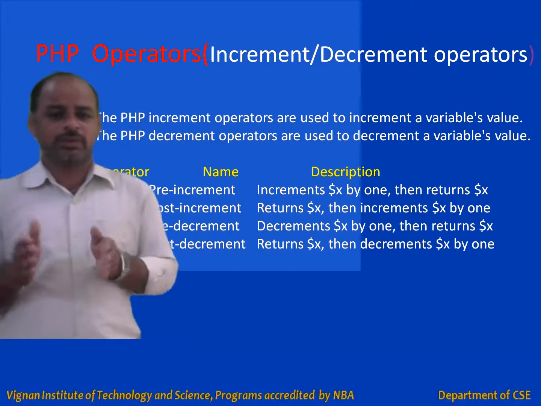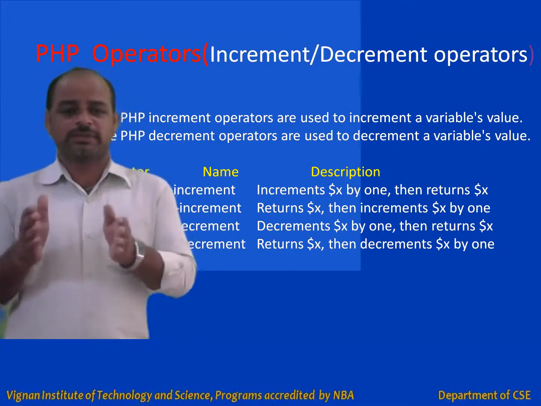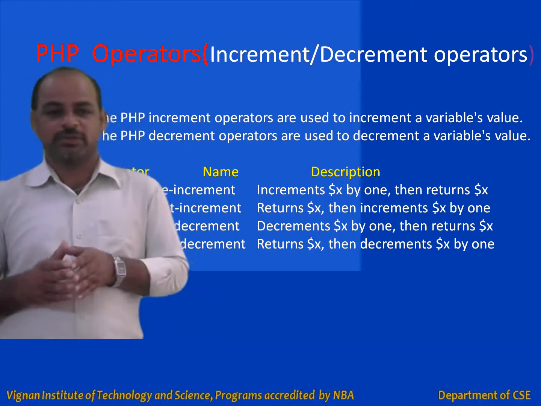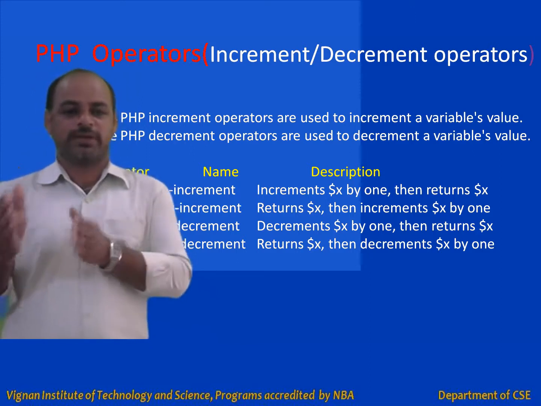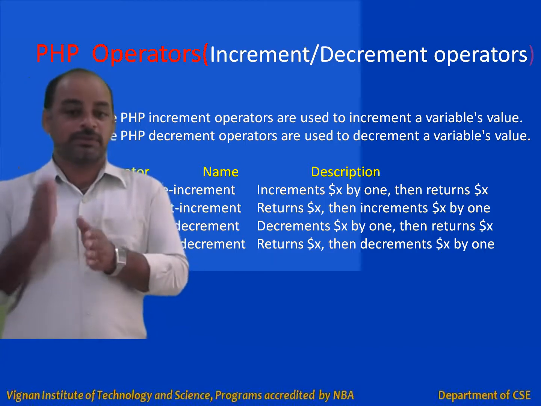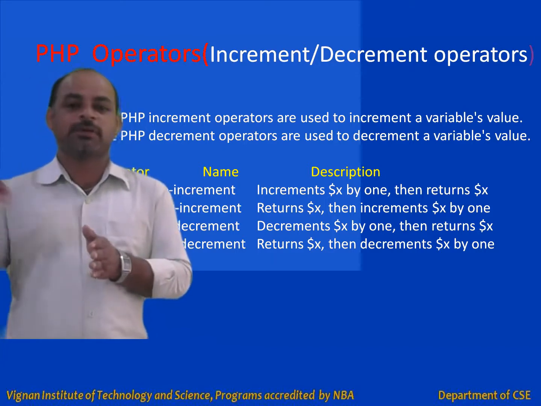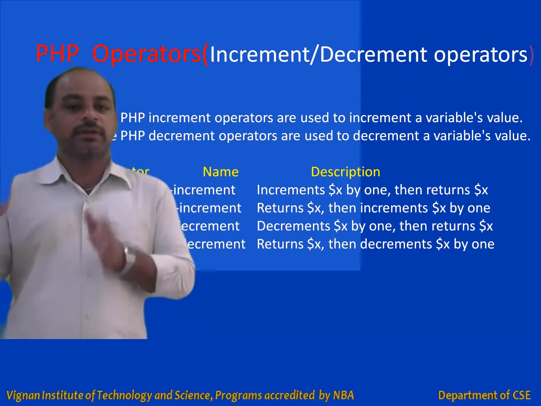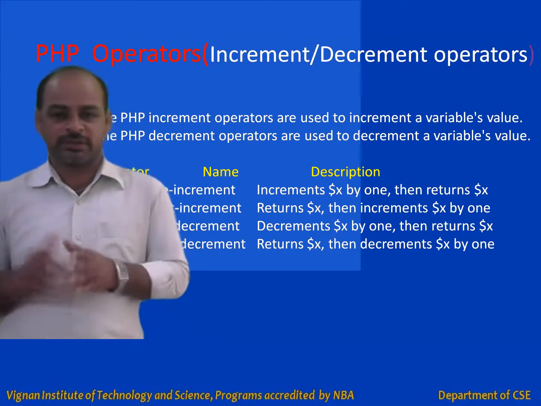Whereas in post-increment, the current value of x is returned as a result, and after that the x value will be incremented. For example, if $x = 10 and you apply the pre-increment, first the x value is incremented by 1, that is x = x + 1, so x becomes 11, and the result 11 will be returned in the pre-increment.